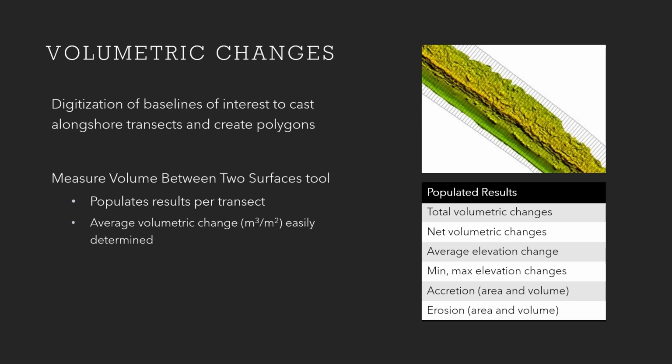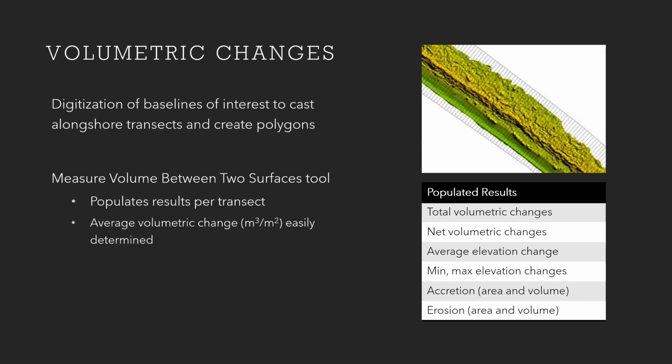But for the purposes of my study, I use both 100-meter bins along shore and 10-meter wide bins in order to determine volumetric changes. So this is just going to tell me how the volume changed between my two elevation models. And I use their measure volume between two surfaces tool. It's incredibly easy, so you just input both of your elevation models of interest, and then it will populate results per transect. So you can actually look at the entire thing, or you can determine these different statistics per transect.